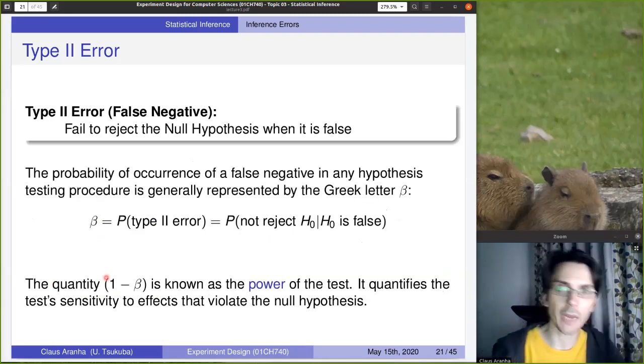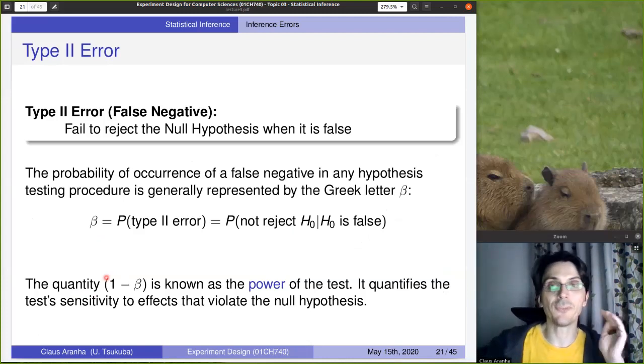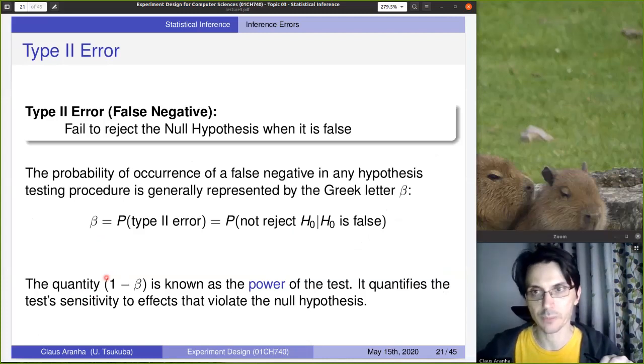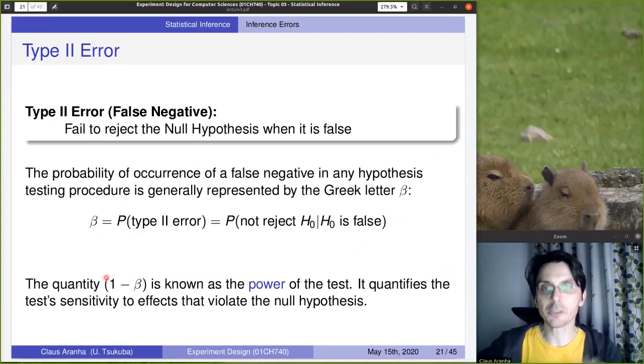Now, the type 2 error is the false negative. The idea of the type 2 error is that we fail to reject the null hypothesis when the null hypothesis is false. So the probability of occurrence of a false negative in any hypothesis test is generally represented by the letter beta. So when we say the beta of a test, we're saying the probability of a false negative, which is the probability of not rejecting the null hypothesis when the null hypothesis is false.